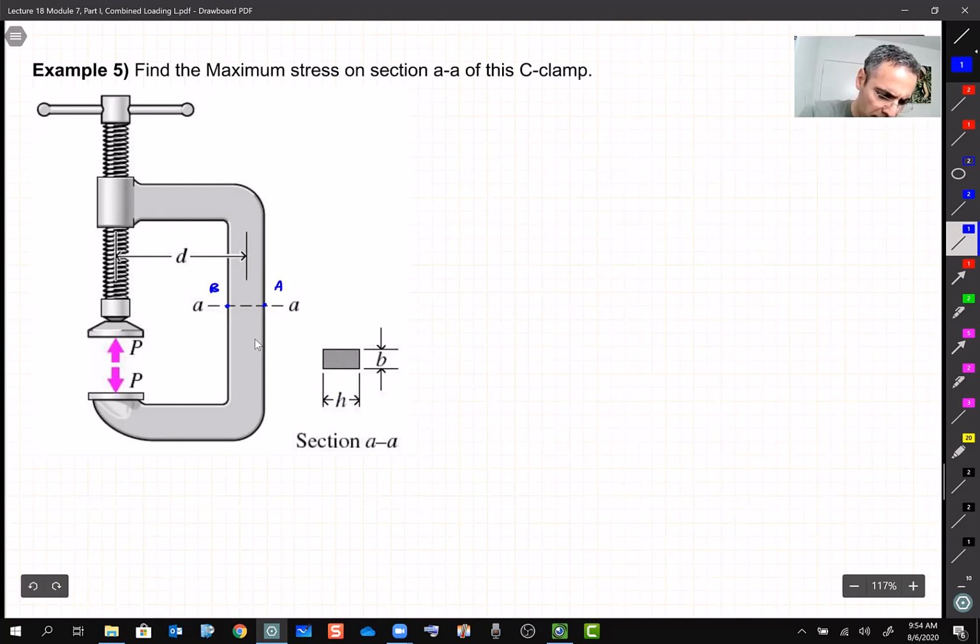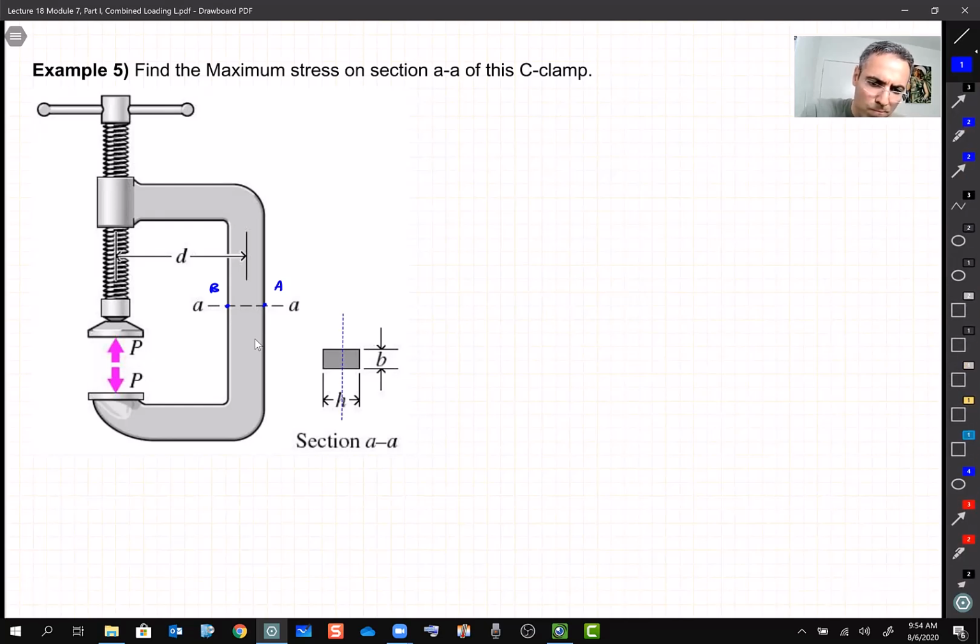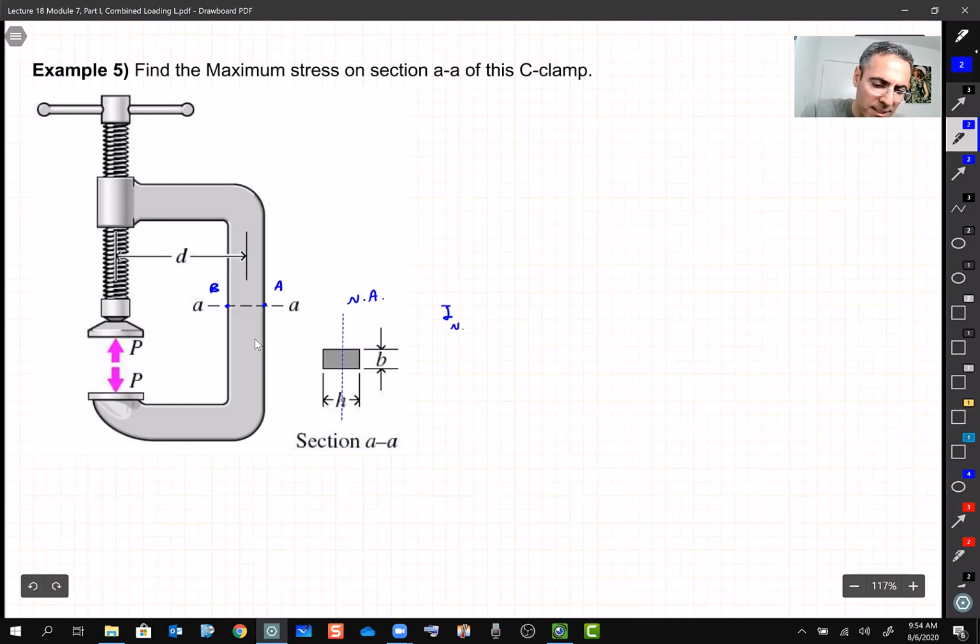My pen is getting finicky, okay. That's basically the same problem, right? So I about neutral axis is 1/12 BH^3, and sigma at point B is going to be force divided by area, which is BH, plus M, the distance, and I about neutral axis.